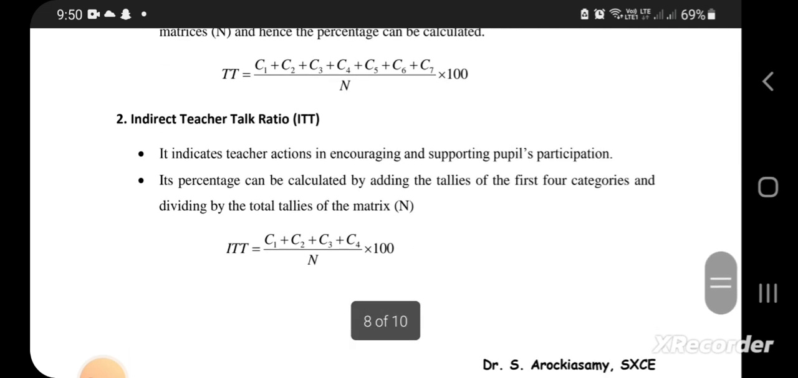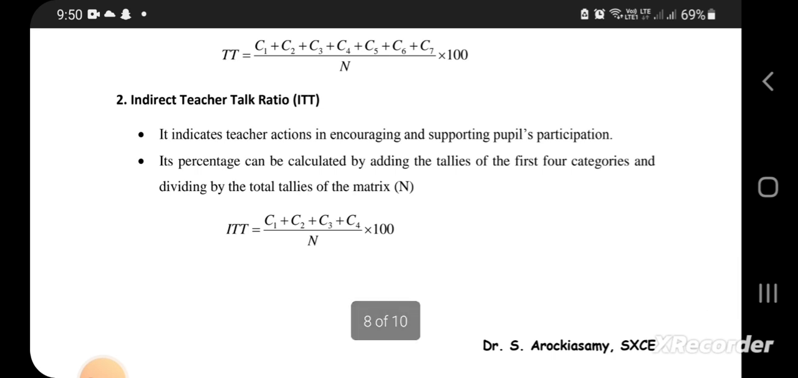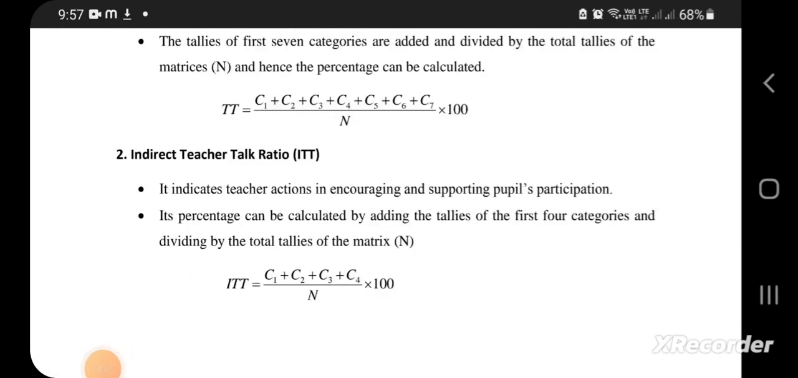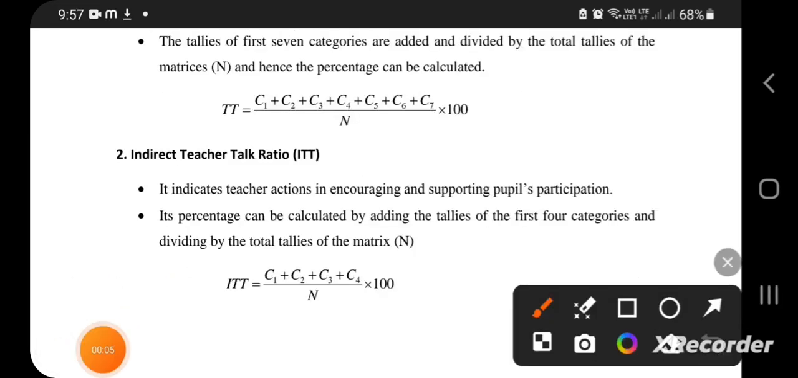Next, indirect teacher talk ratio. Indirect teacher talk ratio is C1, C2, C3, C4, divided by the total number, into 100. The indirect teacher talk ratio covers C1, accept feeling; C2, praises or encouragement; C3, accepts or uses pupils' ideas; and C4, asks questions.